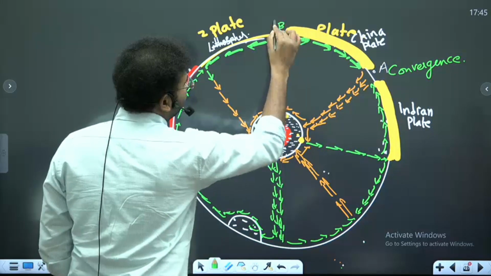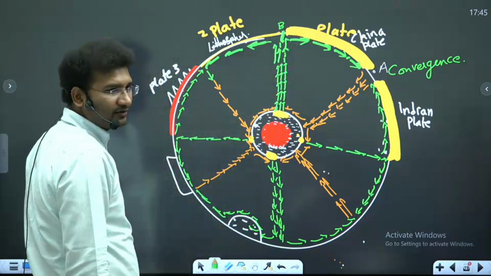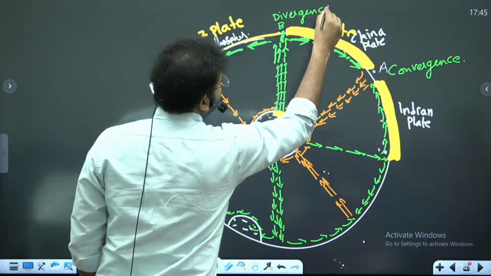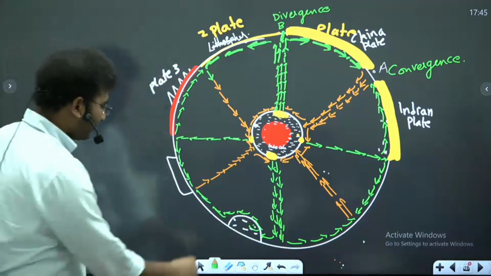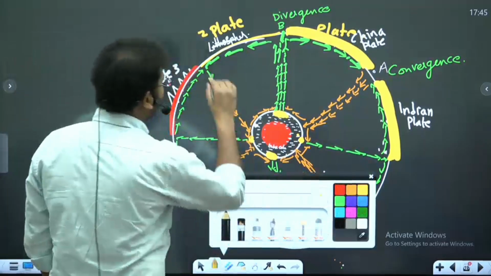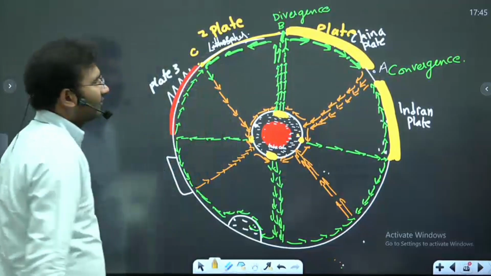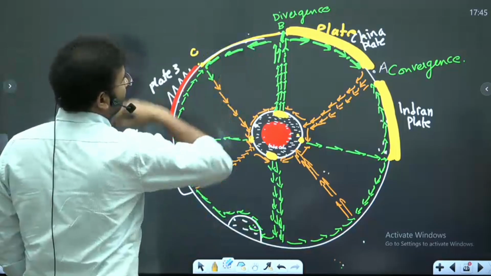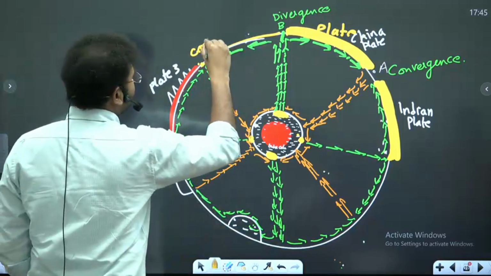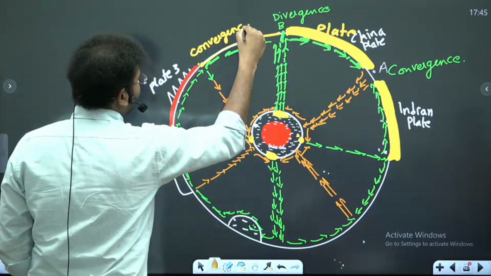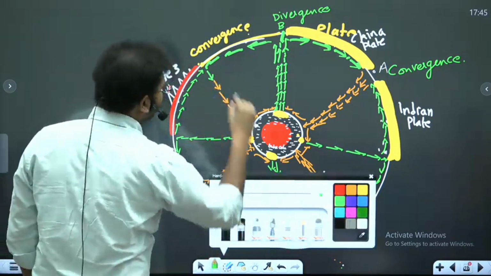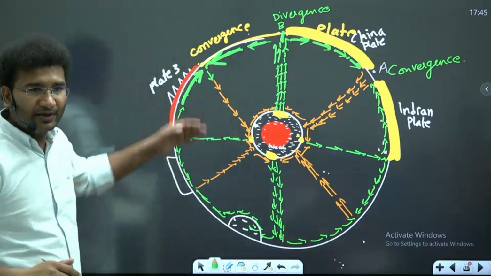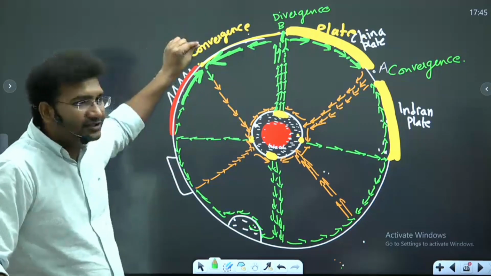What is happening here? I'll call this as point B. What do you get to see here? Convergence or divergence? Right? Again, look here. I'll call this as point C. Convergence or divergence? Now, why is this convergence? Look here. Mantle convectional cells, both are moving in this direction. That means both the plates which are present on the surface, they converge with each other.